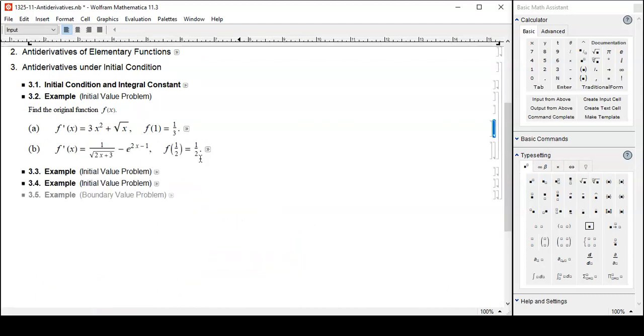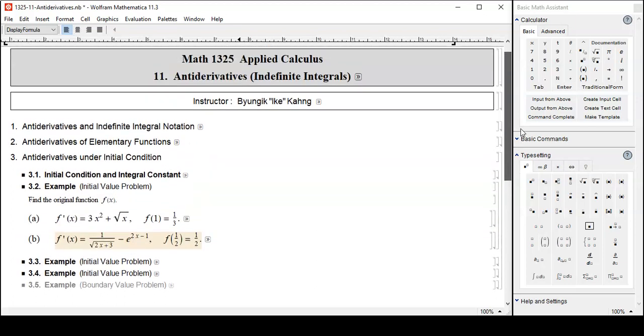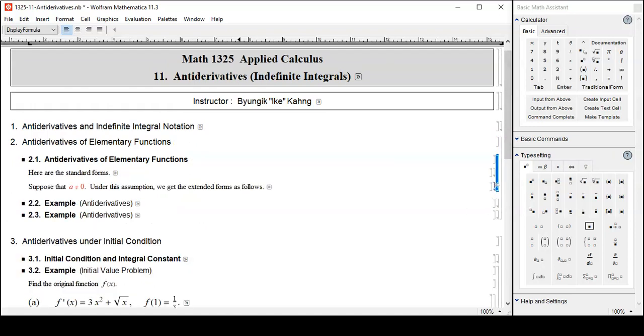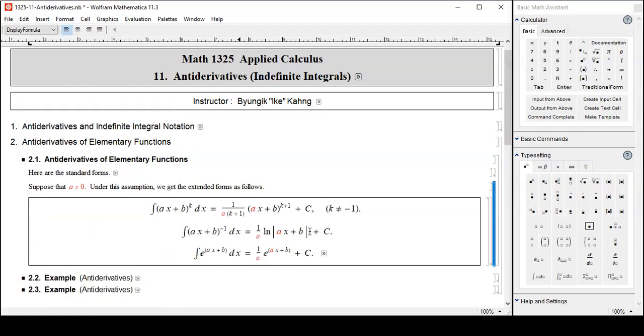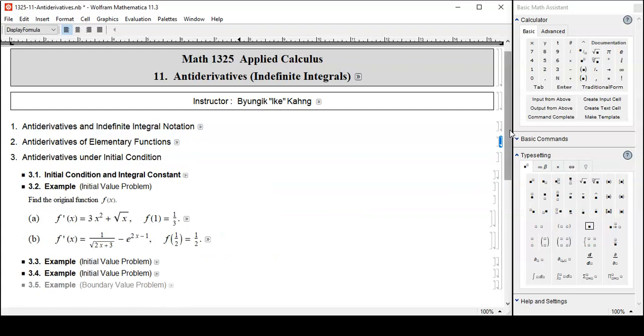Here's another problem. Again, I'm going to leave the antiderivative problem to you. Go ahead and do that. This is going to be a little bit harder antiderivative problem because you'll have to use extended formulas here. Those relate to 1 over a. You have to undo the chain rule.